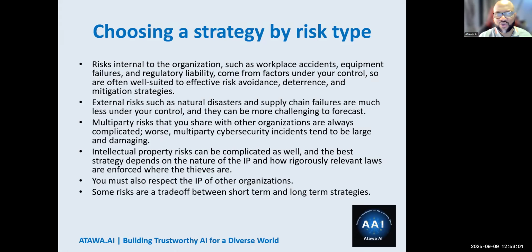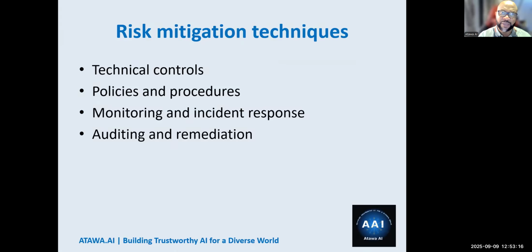So whatever you need to do, you need to choose a strategy, right? You can do it by the risk type. Just telling you here, you must obviously respect the IP of the organization. You need to figure out long-term or short-term strategy in terms of your risk approach, right? Some risk mitigation techniques will be technical controls, as in using technology to fix it. Of course, policies and procedures, monitoring, and then auditing and remediation.